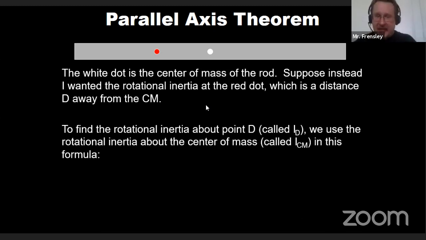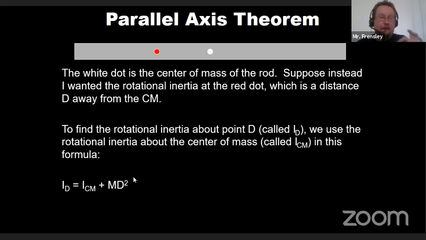So how do we find the rotational inertia about the red dot, which we call I subscript d? What we do is we use the I about the center mass, which we call I subscript center mass. And in this formula, the I about the red dot is just the same as the I about the center mass, but you're going to add to it the full mass of the object times d squared.